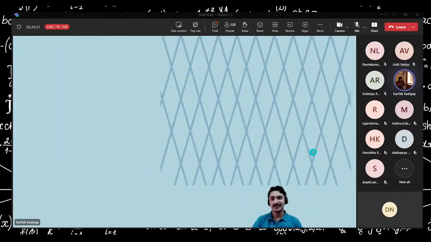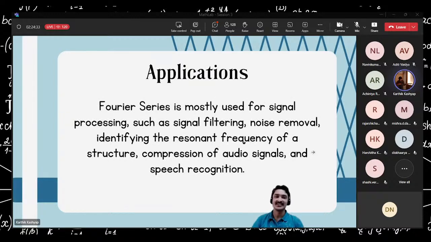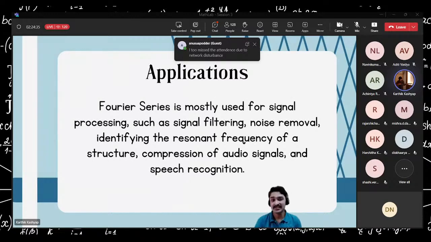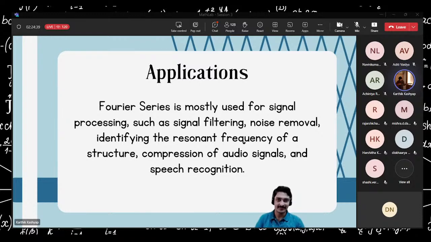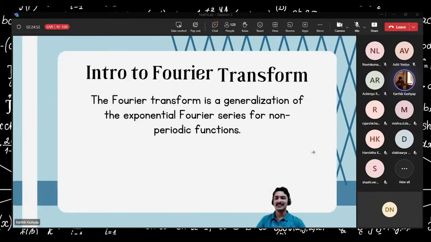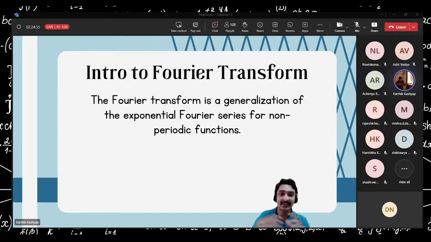So moving on with the next one, a few applications. Fourier series is, as Achintya mentioned, used for solving differential equations, and Navin will talk about a few more applications of this. Other than that, signal processing, filtering, noise removal, this is what Navin will talk about in the next session. And then I'll give you a brief introduction to Fourier transform.